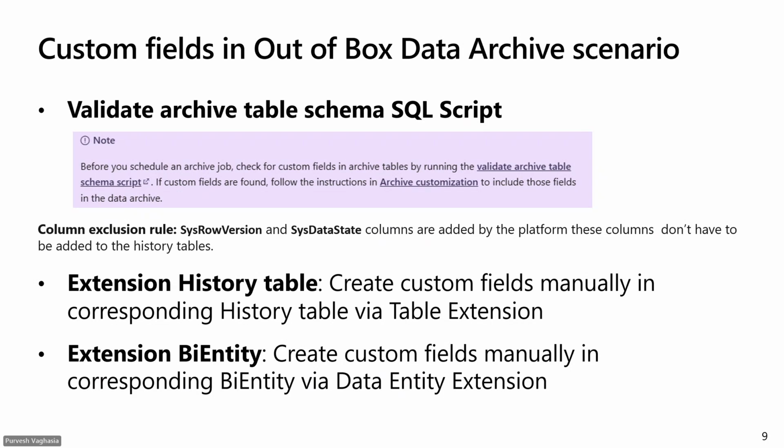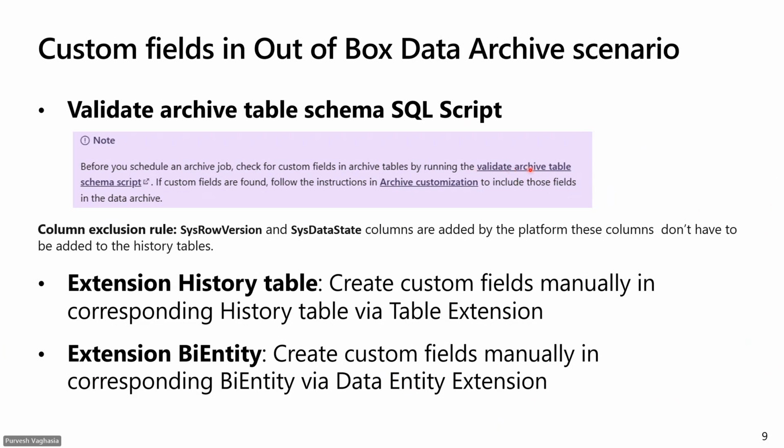One is that we have posted a SQL script that you can run by logging into your dev box, and the SQL script will validate how many new columns you have added in the 13 existing tables that are part of sales order archiving, and which of those columns are missing in the history table. That is a script that we delivered.